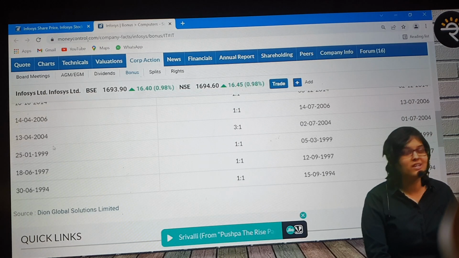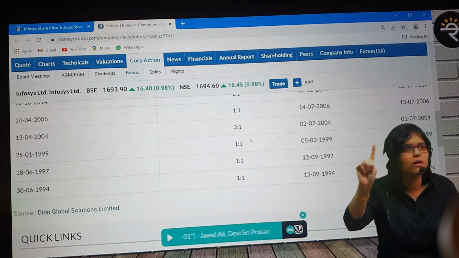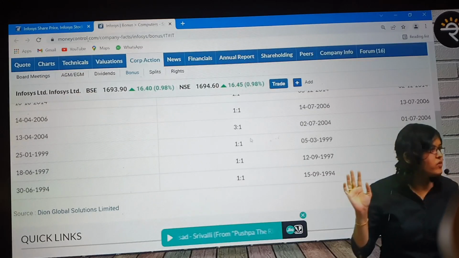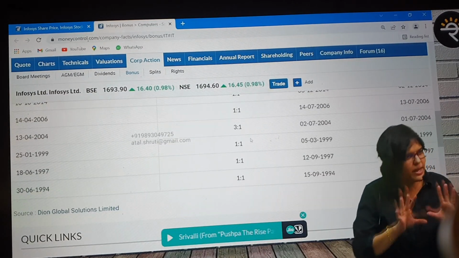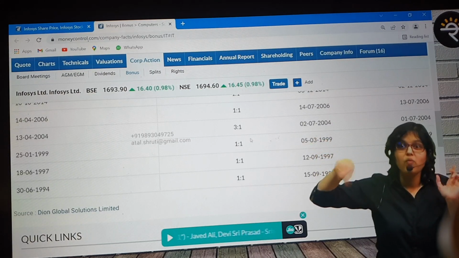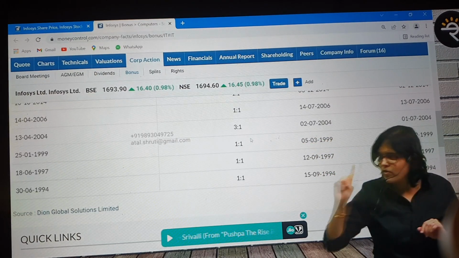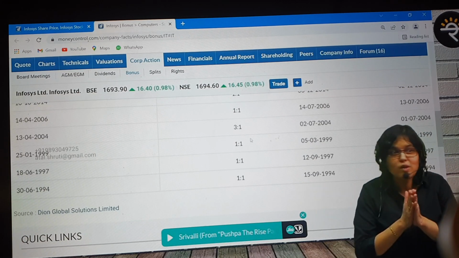2004. Listen. 3:1 means you will get 3 shares for 1 share held. I have lost the track. Everyone help me out now. We had 1,200 shares, into 3 is 3,600. 3,600 plus the 1,200 that we had, 4,800 is the new count. So in totality 4,800 shares. Okay, clear? We are in the year 2004.